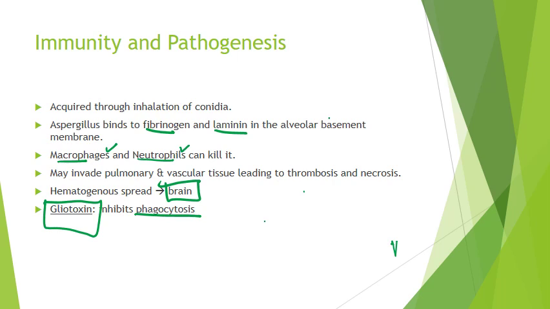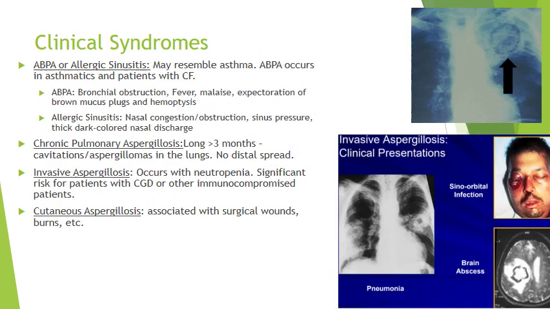So if it is producing the toxin, that kind of knocks out our macrophages. And if you get enough hyphae that then grow out of those conidia, then that can overwhelm the neutrophils, which is kind of how it sets up infection in certain populations of patients.